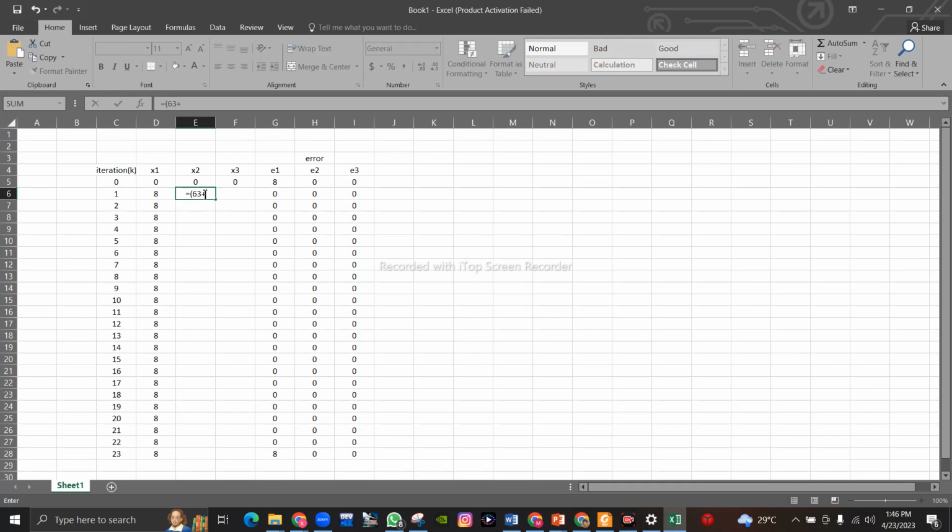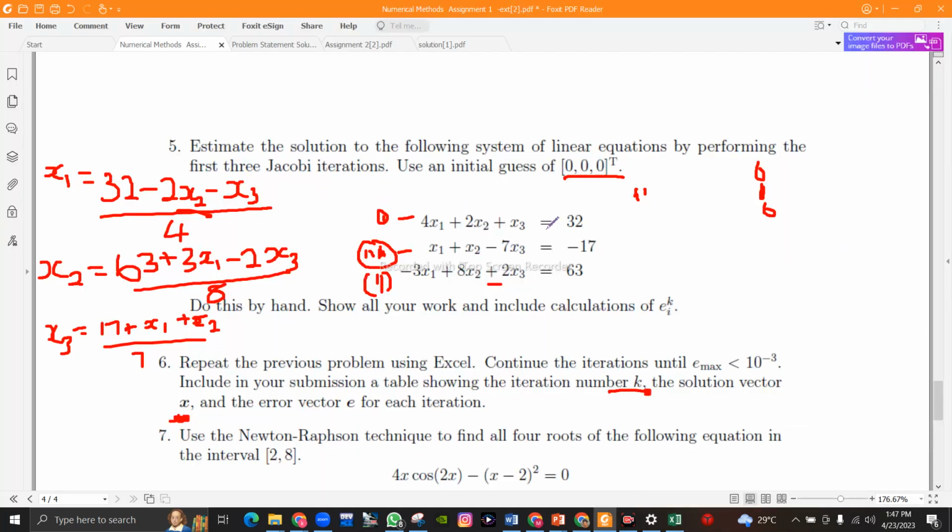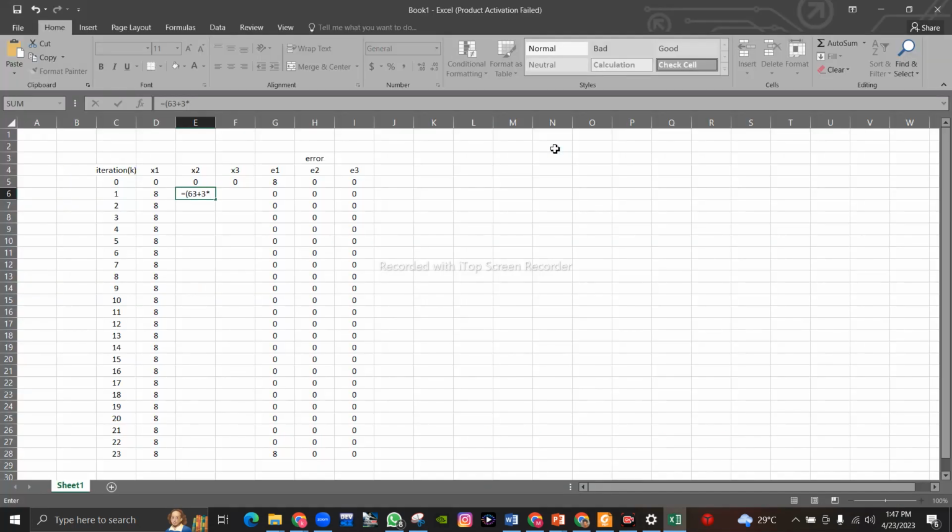Shift plus 3, x1. That x1 is still the previous value. We're not doing Gauss-Seidel; this is Jacobi, so it's the previous value and the initial guess. But assuming it were Gauss-Seidel, that x1 would have become this 8 here, and we would have pressed 8 like this.